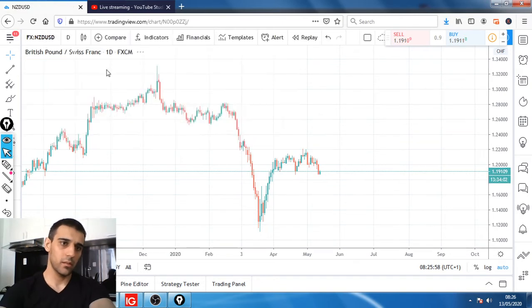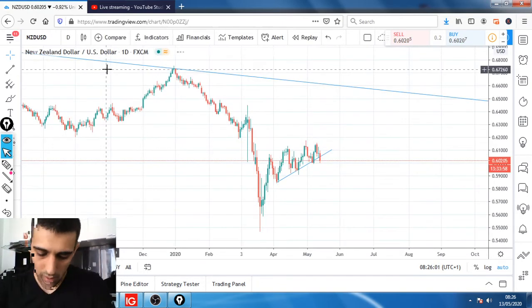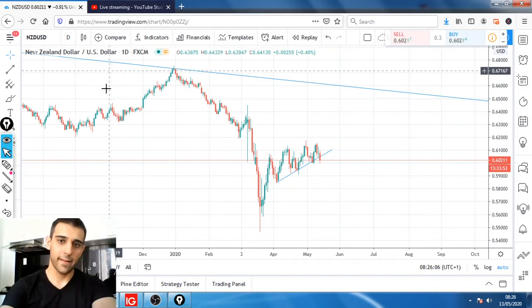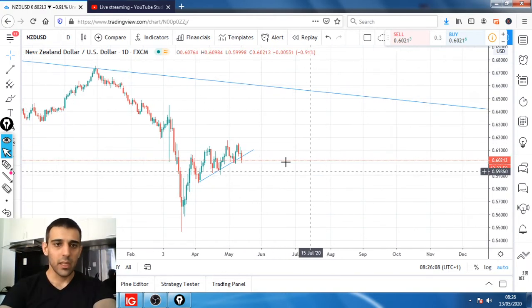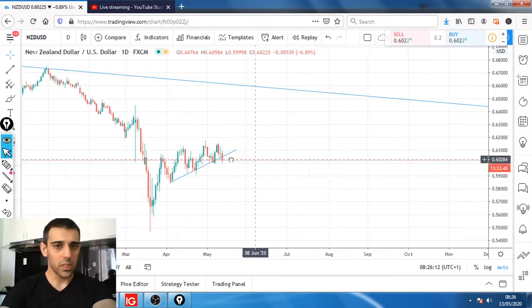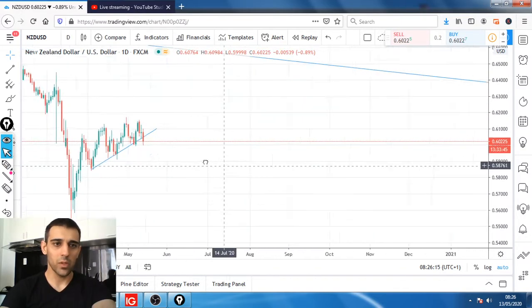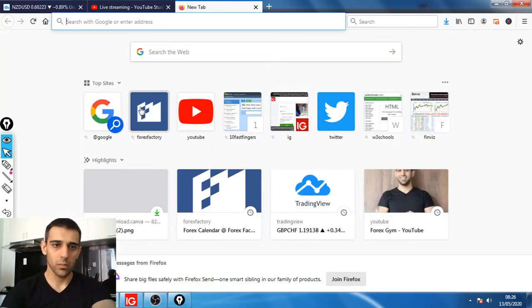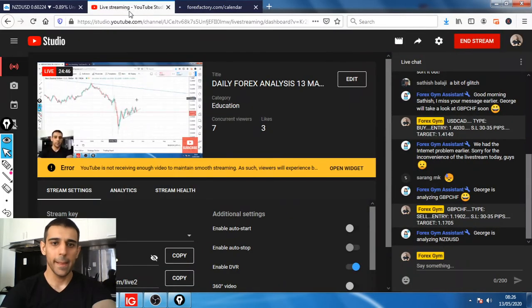So let's go to New Zealand dollar against USD. Okay, sometimes it's coming up good and then it freezes. Okay, and the USD. So New Zealand dollar had a nice move today due to the news on the New Zealand side, which did affect the New Zealand. Let me go to the Forex Factory. I'm gonna have that later on.